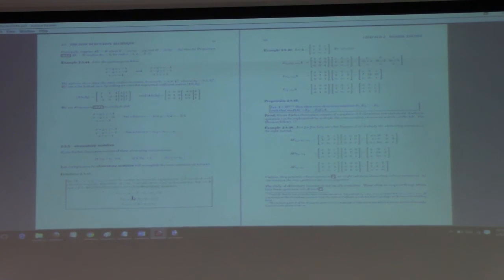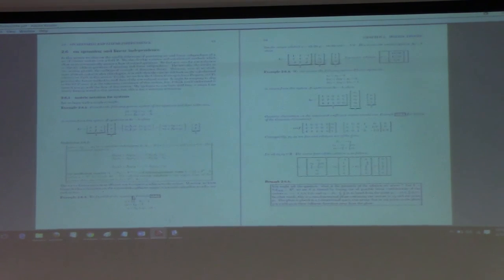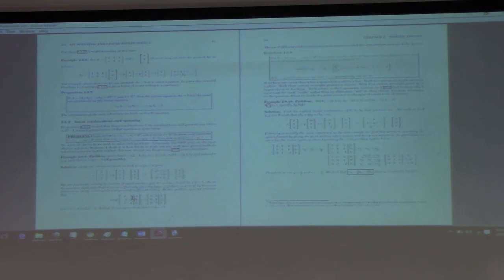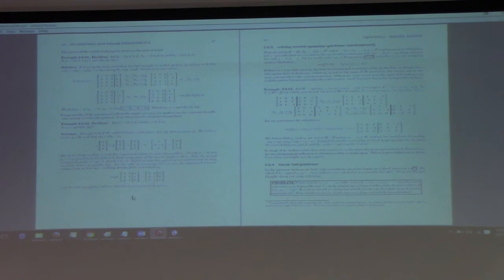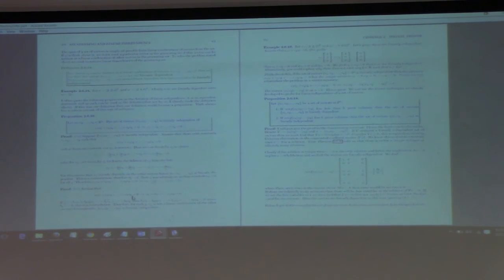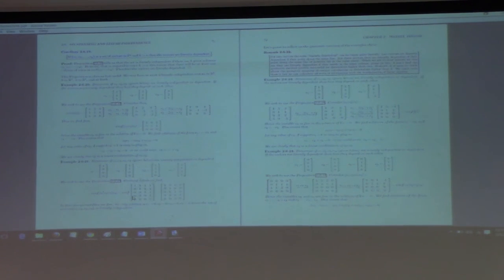I ruled out specifically the, what was it I ruled out? I specifically ruled out this one, proof of 2.6.16 and 2.6.18 and 2.6.19. I ruled out the proofs of those. However, I would like you to be able to know them, what they say. What do they say?